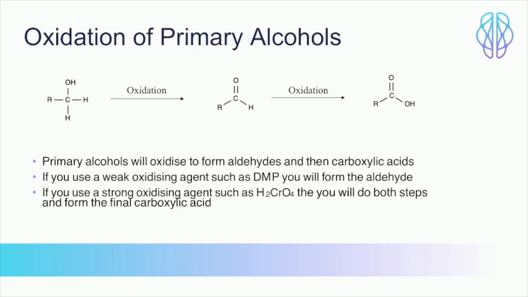Now, I said that the primary alcohol could go on to form either the aldehyde or the carboxylic acid. Think of it as a continuum. So this is like the first step in the reaction, and this is the second step. If you use a weak oxidizing agent such as DMP, for example, only the first step can be completed. So if you react the primary alcohol with DMP, you would only produce the aldehyde.